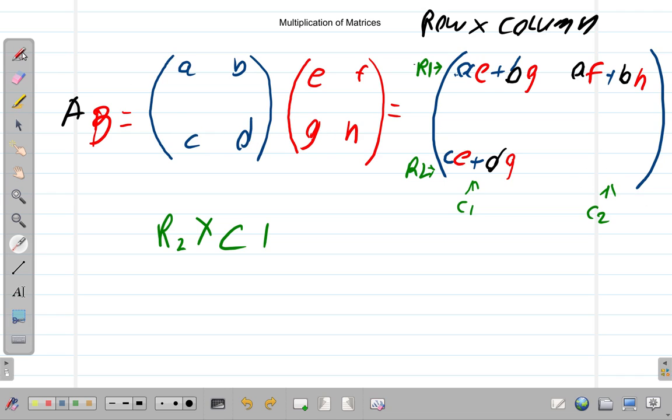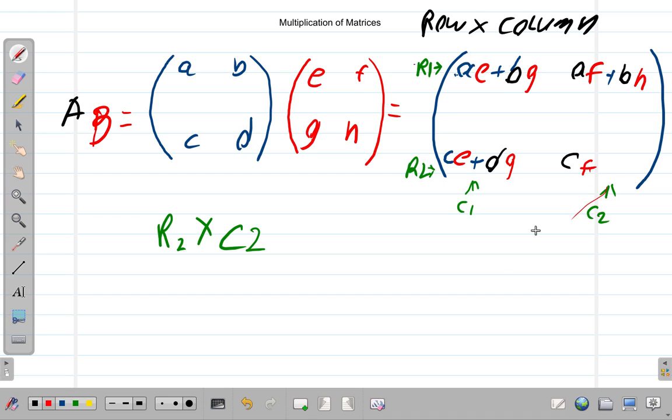Now, the next thing, this answer you're going to get here, this element, is in row 2, column 2. So now, what you're going to multiply is row 2 by column 2. Now, what is the first element in row 2? Remember, row 2 is of the first matrix, A. It's C. It's going to be C times the first in column 2 of B. The first in column 2 is F.